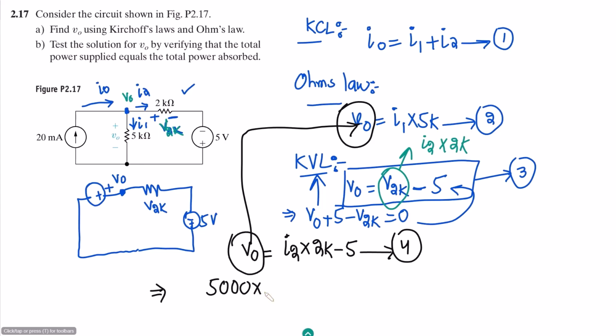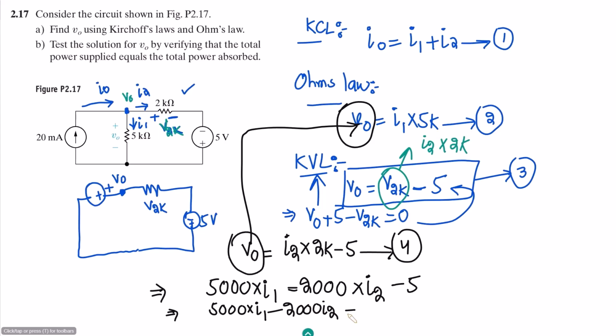5000 multiplied by I1 is equal to, this is 2K, which means 2000, so 2000 multiplied by I2 minus 5. Ultimately we can also get it by moving this to the other side: 5000 I1 minus 2000 I2 is equal to minus 5. Let me call it equation 5, and that is the equation we have.